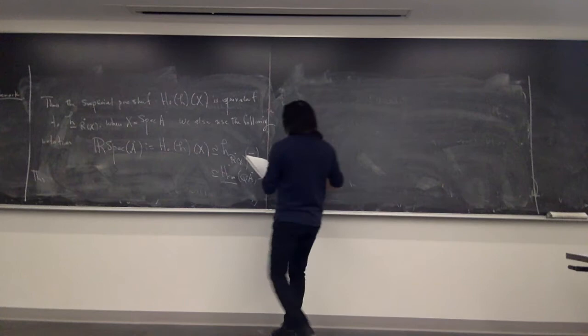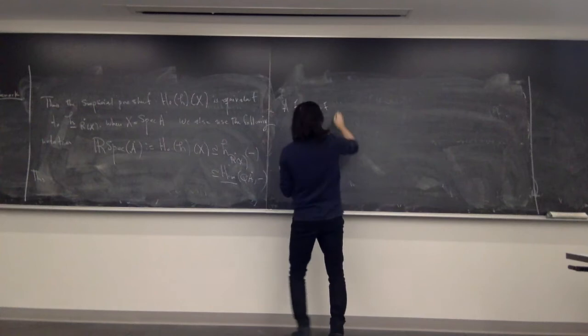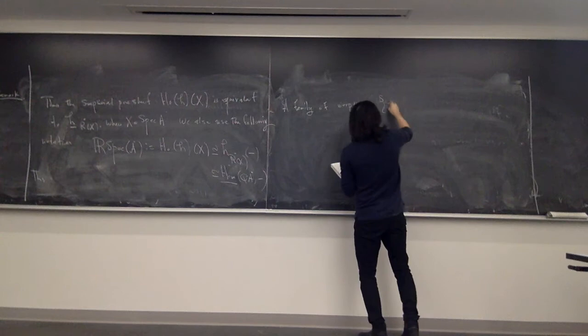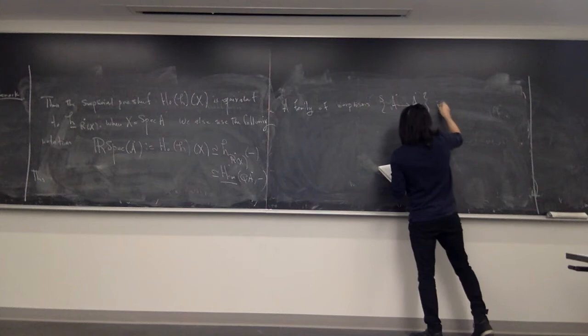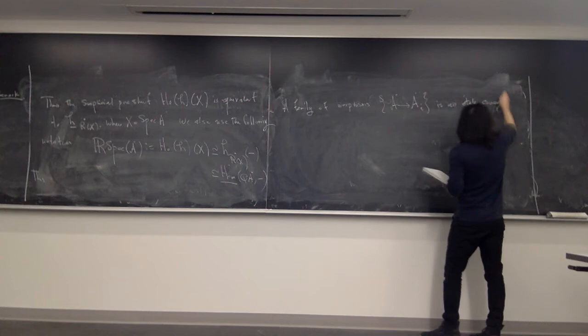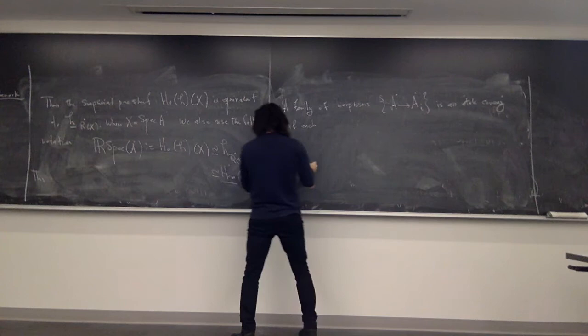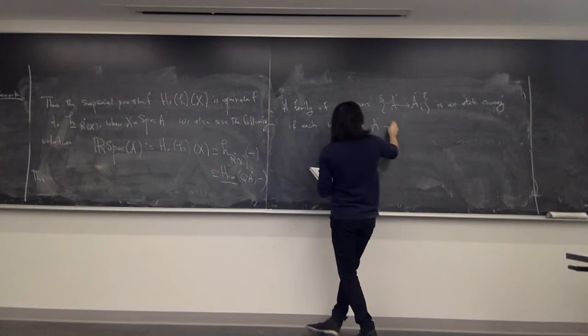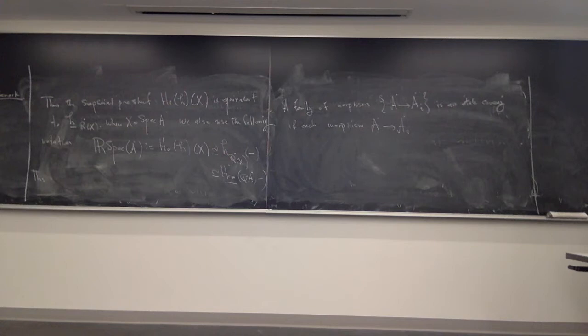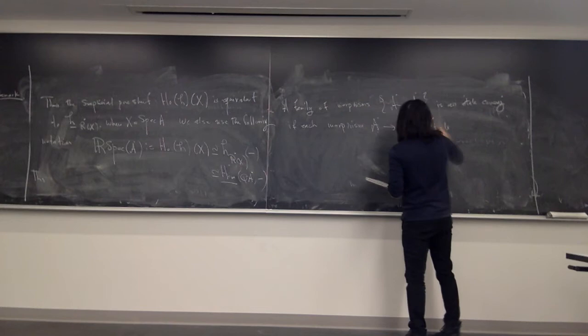So now a family of morphisms from A dot to A dot I is an étale covering if each morphism A dot to A dot I is étale in this simplicial commutative category.